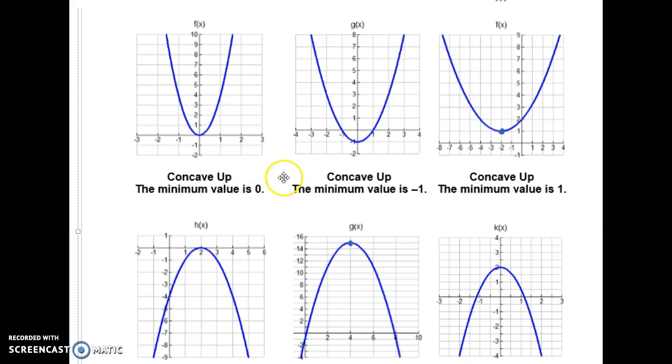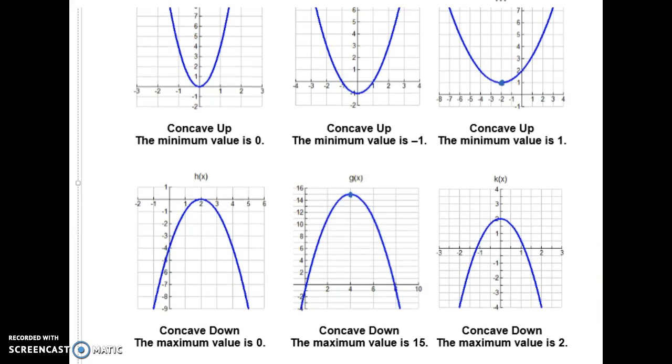So we have three graphs here that are all concave up. We have three graphs down here that are all concave down. What we're asked to do is make a connection here. If you look at how it's being described, a graph that's concave up, we've got minimum values listed out. Minimum value is 0, -1, and 1. But concave down, now we're referring to that point as a maximum value because it's a definite high point.